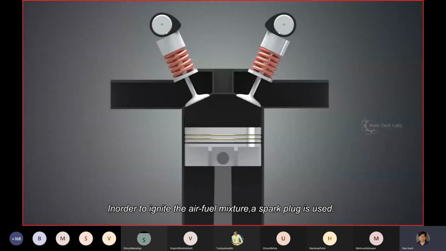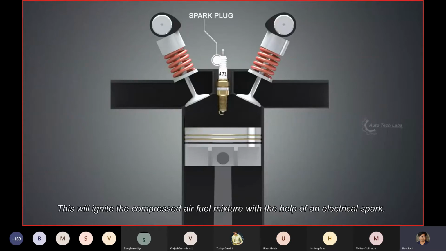In order to ignite the air-fuel mixture, a spark plug is used. This will ignite the compressed air-fuel mixture with the help of an electrical spark.